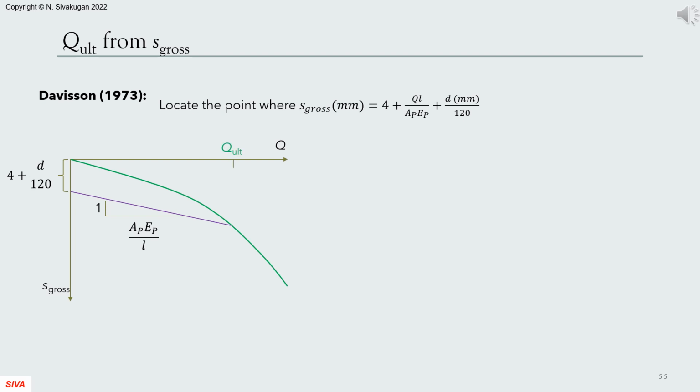Davison, 1973, suggested that the ultimate pile load is where the settlement in millimeter is 4 plus D on 120 plus QL on AE. Here, D is the pile diameter in m, L is the pile length, A is the cross-sectional area and E is the Young's modulus of the pile. How do we locate this point on the plot? Well, mark 4 plus D on 120 on the vertical gross settlement axis. Draw a line from here, such that the slope is 1 vertical to AE on L horizontal. The point where the line intersects the settlement plot defines the ultimate load.